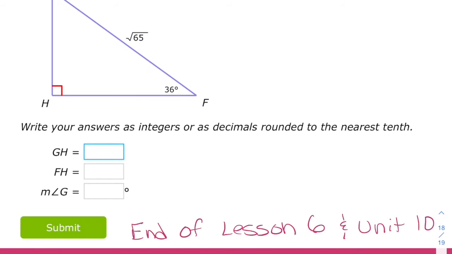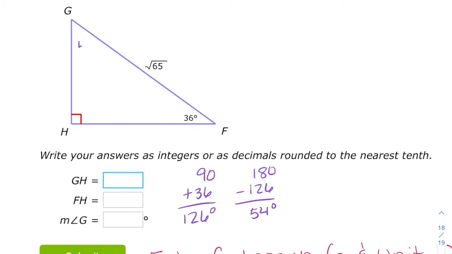The first thing I want to do is 90 plus 36 is 126, and then 180 take away 126 equals 54. So what I was doing was finding 54 degrees up here. Take away the 90 you know and the 36 you know. Together that's 126. That'll give you 54 degrees. So 36 plus 54 is 90 degrees. So it adds up to 180.